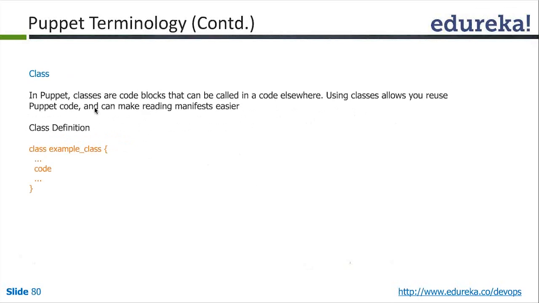In Puppet, classes are code blocks that can be called elsewhere in the code. Using classes allows you to reuse Puppet code and makes reading it easier. We will try to write one of these classes. These are the slightly complicated parts of it.